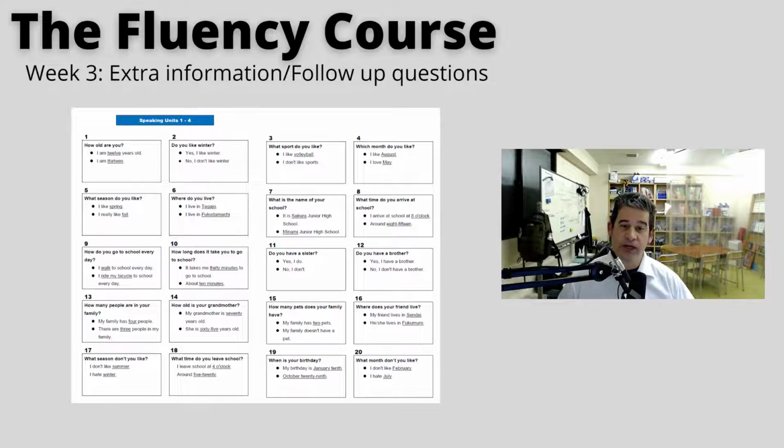And follow-up questions, of course, would be the person who's asking will have to think of an extra question. So for the what sport do you like? I like soccer. What soccer team do you like? Would be a good follow-up question there. This is quite difficult, and it's helpful to model or for the teacher to give some examples if the students aren't able to do it smoothly themselves.